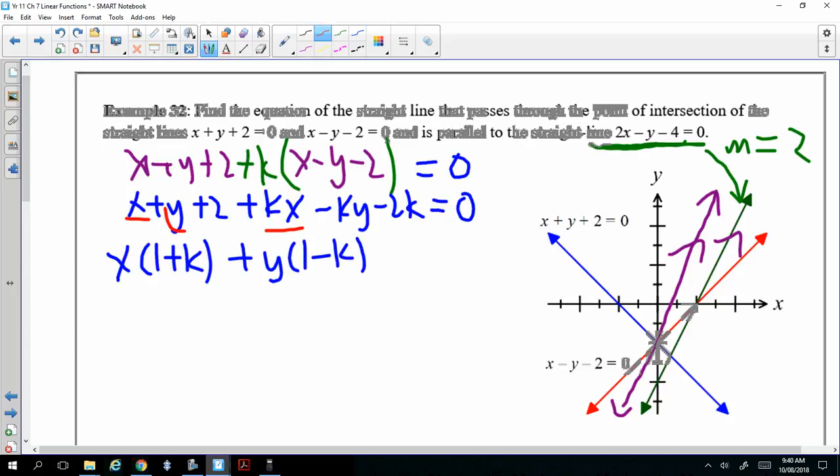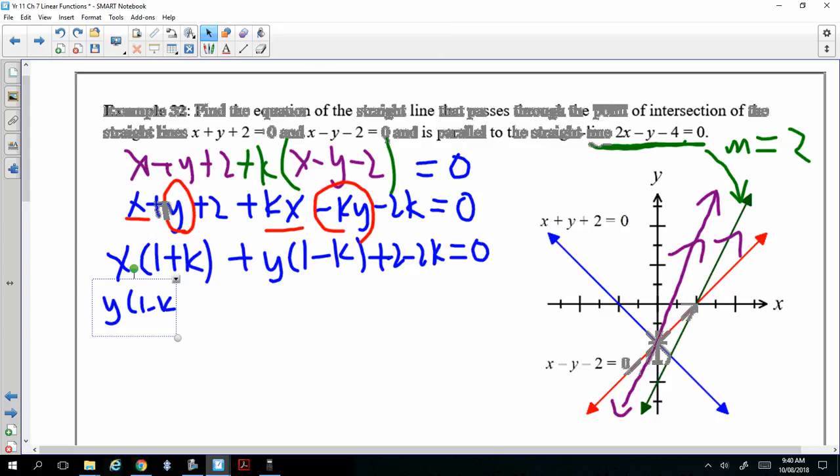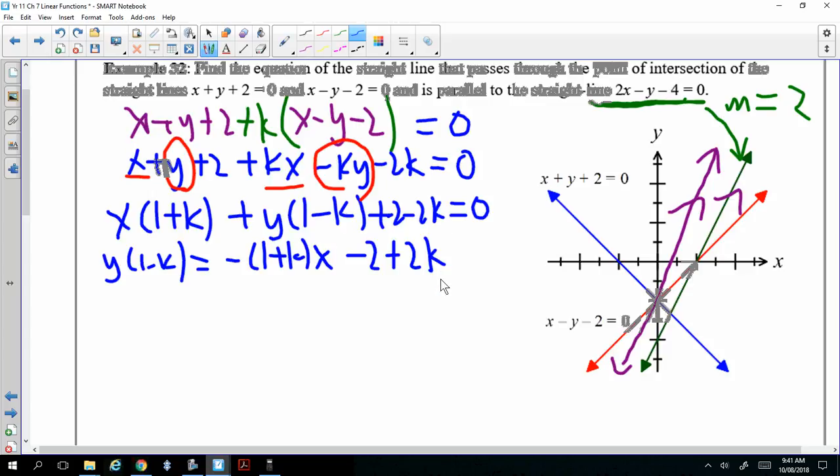Now, how do I get the gradient? Make y the subject. So, right, y(1 - k) equals negative (1 + k)x minus 2 plus 2k. Right? And then what you need to do is divide both sides by 1 minus k to get y. No, you don't want to expand it yet. You want to put it in that form. Like that.